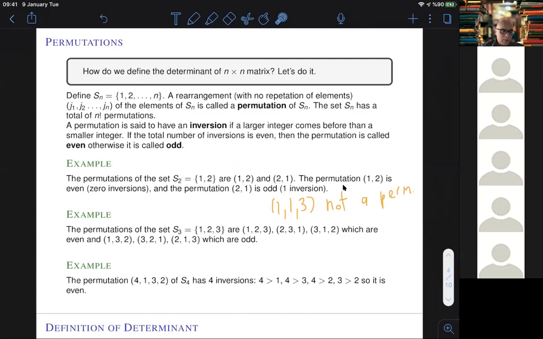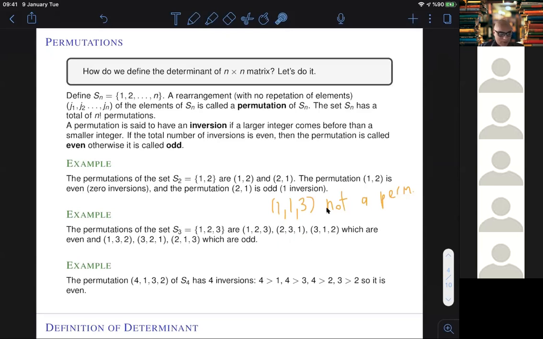Depending on the number of inversions, we call the permutation either even or odd. For example, this permutation has exactly one inversion, so it's an odd permutation. This permutation has no inversions, and this one has two inversions, because 2 comes before 1 and 3 comes before 1. Okay, so this ordering is correct. It will have two inversions.